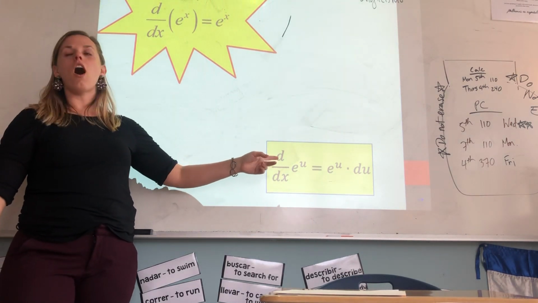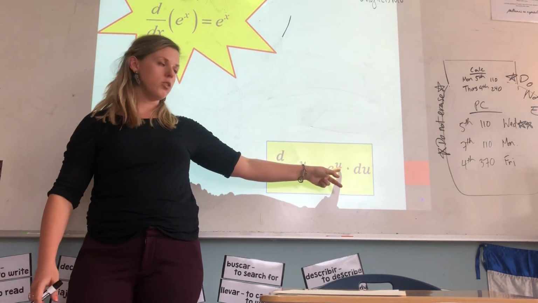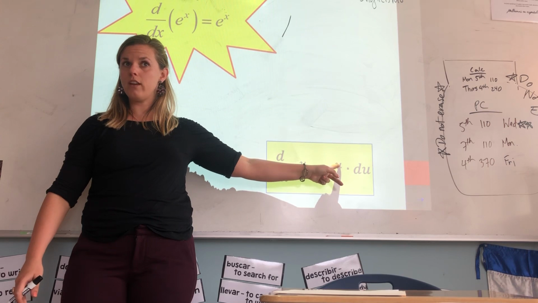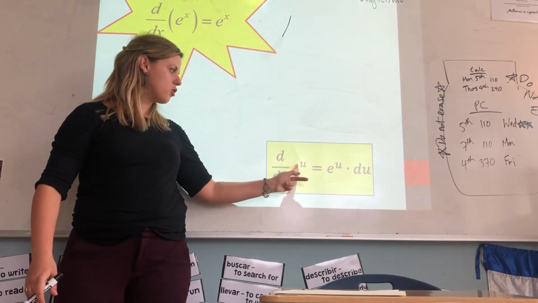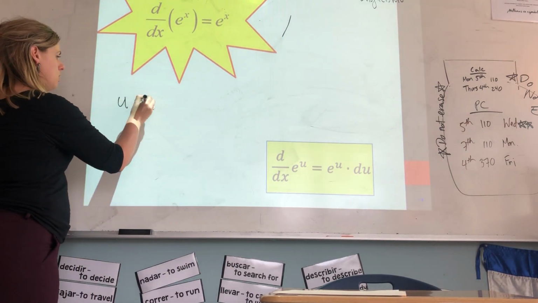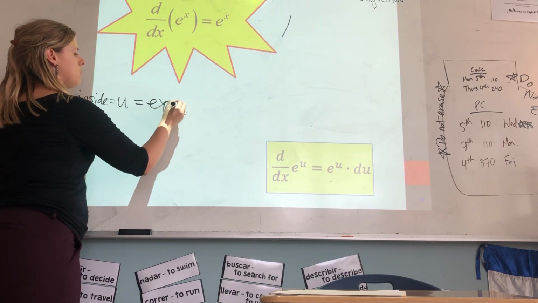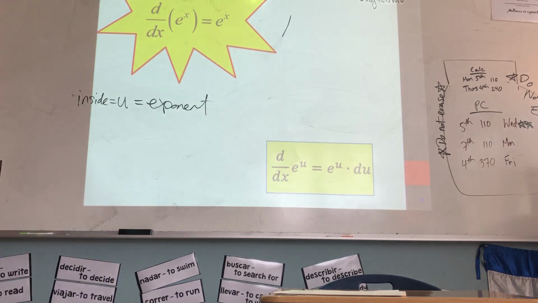Oftentimes I say the derivative of e to the u is e to the u itself. See how it's itself? But times the derivative of the inside, and the inside is always the exponent. So u equals the exponent. When I say du, that means the derivative of the exponent. This will become clear when we do problems. It's not going to be too bad.